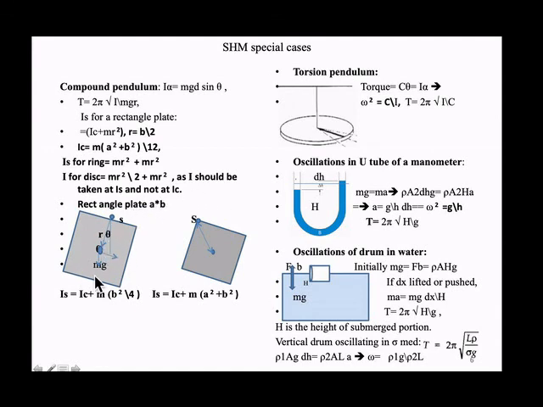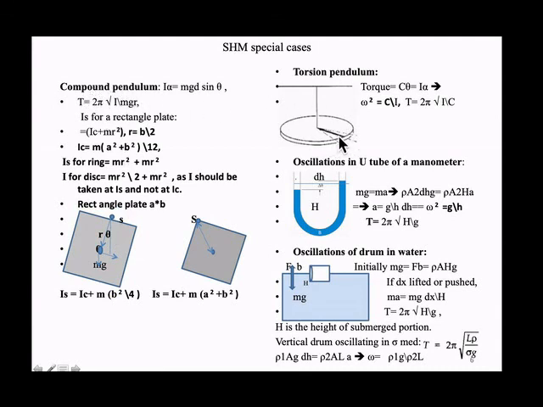So depending on the I of the compound pendulum, I have to replace this I with the I where it is supported. So 2 pi root I by mgr, r is again the distance from the support. So this is again the compound pendulum's time period.